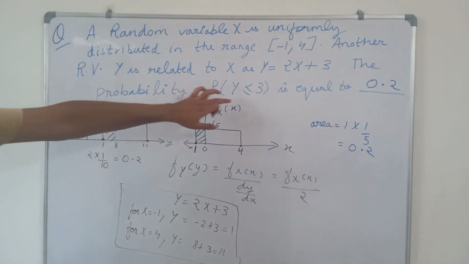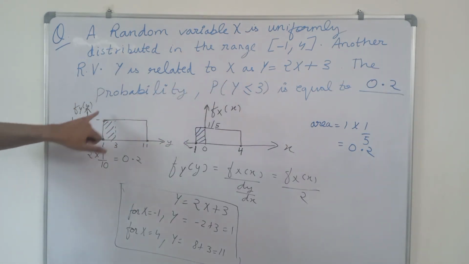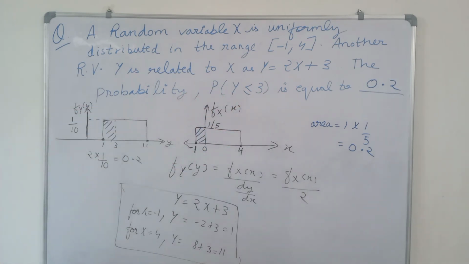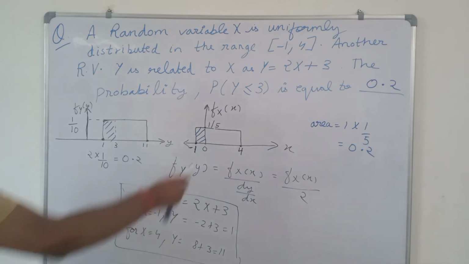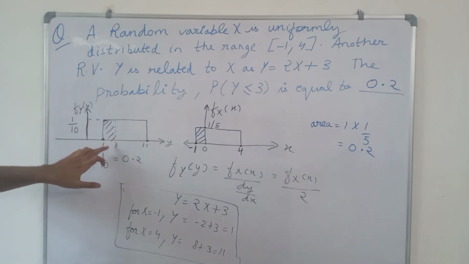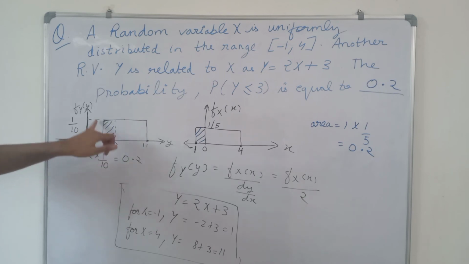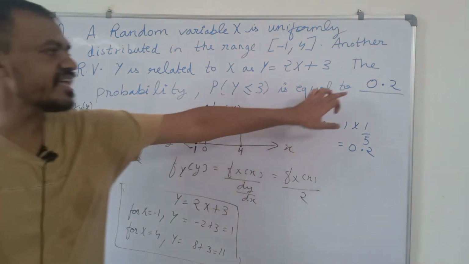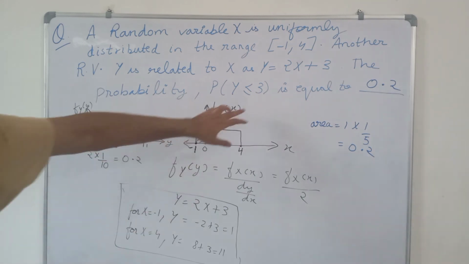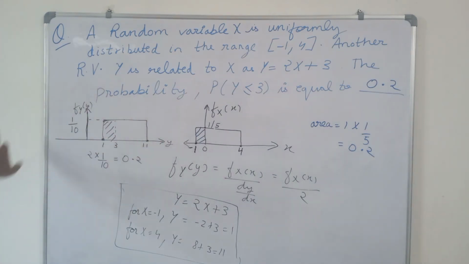Now we are finding the probability of y less than 3 using the probability density function of y. In the previous method we found it using the probability density function of x. You can find the probability of y less than 3 from the probability density function of y also. From y from 1 to 3, the area of this rectangle is: this length is 2, this length is 1 upon 10, so 0.2. Again the answer was 0.2. So this was the second method, where we found the probability density function of y and then found the probability for y using it.